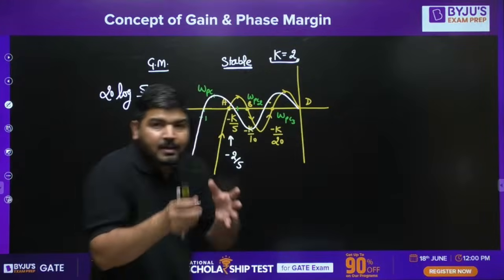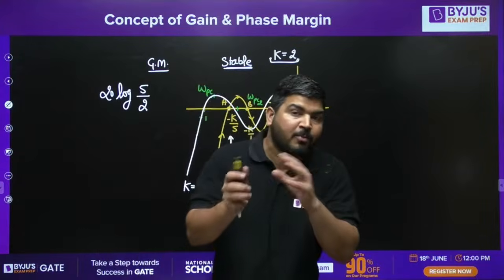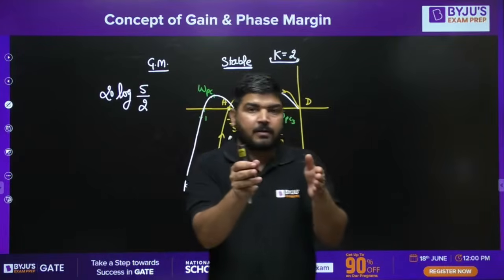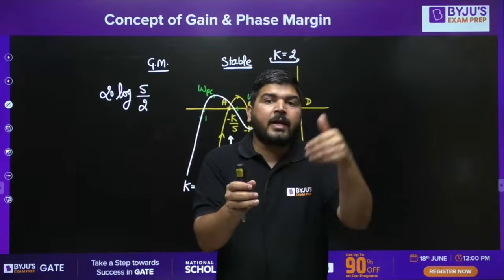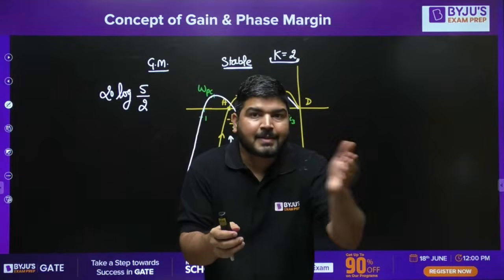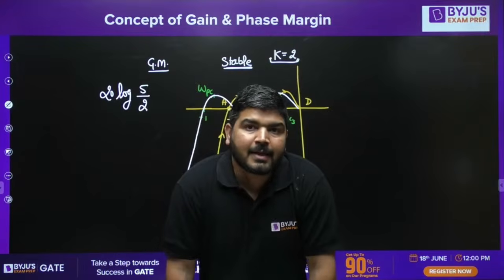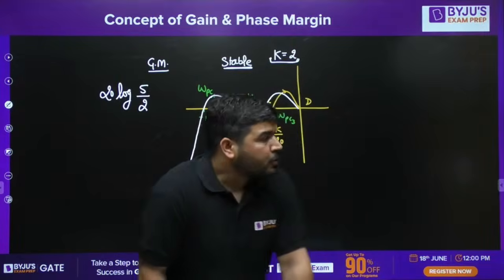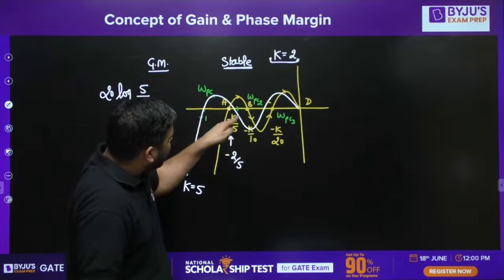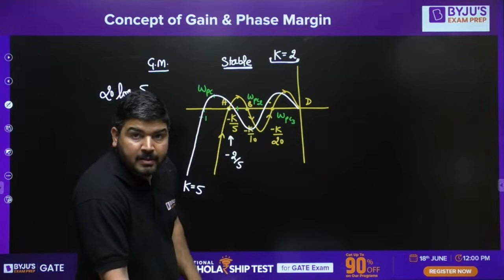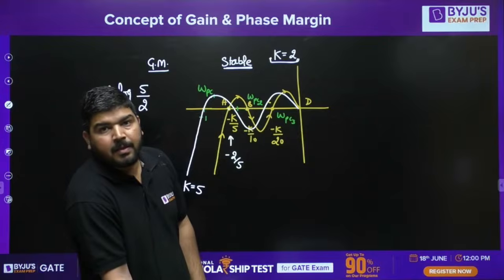You need to understand the meaning of gain margin. Don't go with the formula. Try to understand the meaning of gain margin. Let's say the system is stable. How many times the k can you increase such that the system remains stable? So you can see that if I am increasing the k up to 5, then this point will exactly lie at this minus 1 point. The system will become marginally stable.